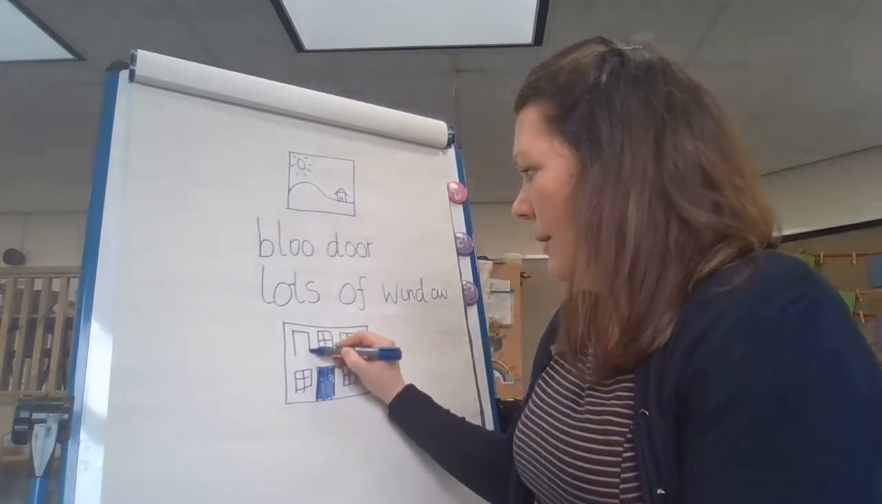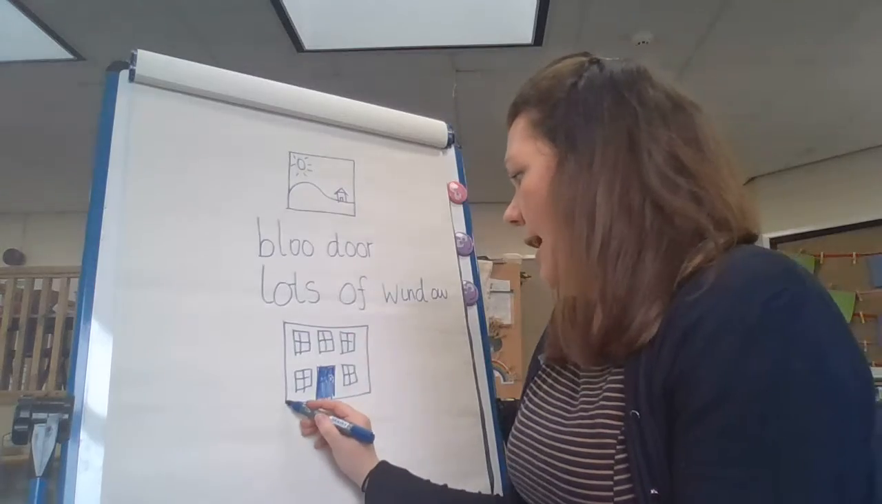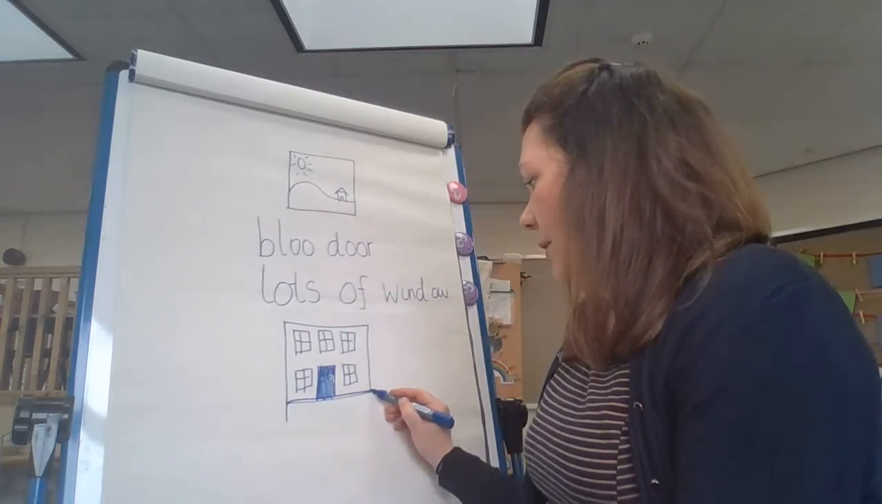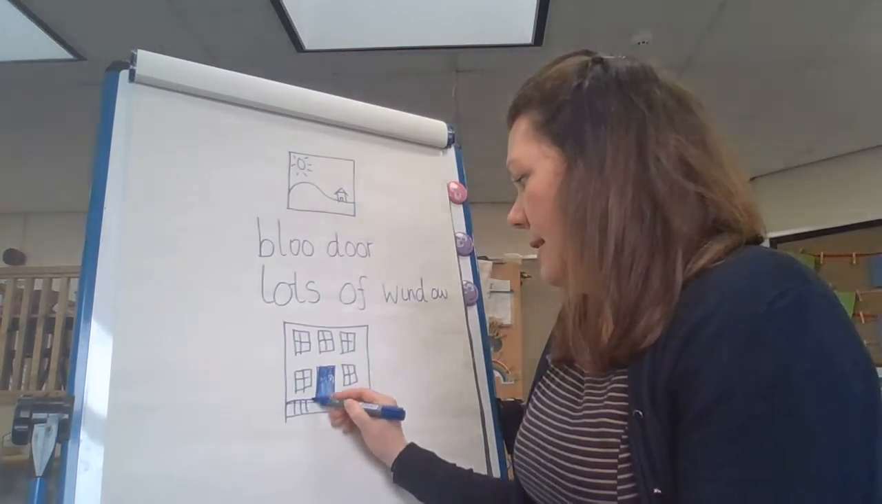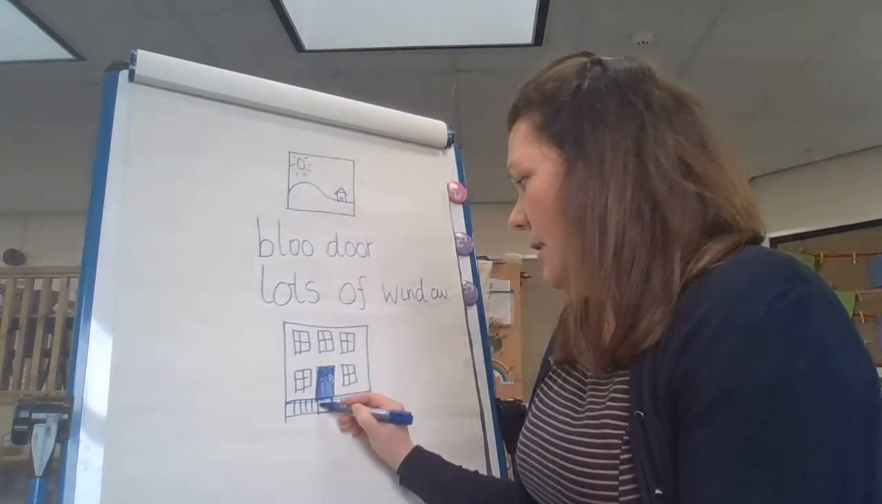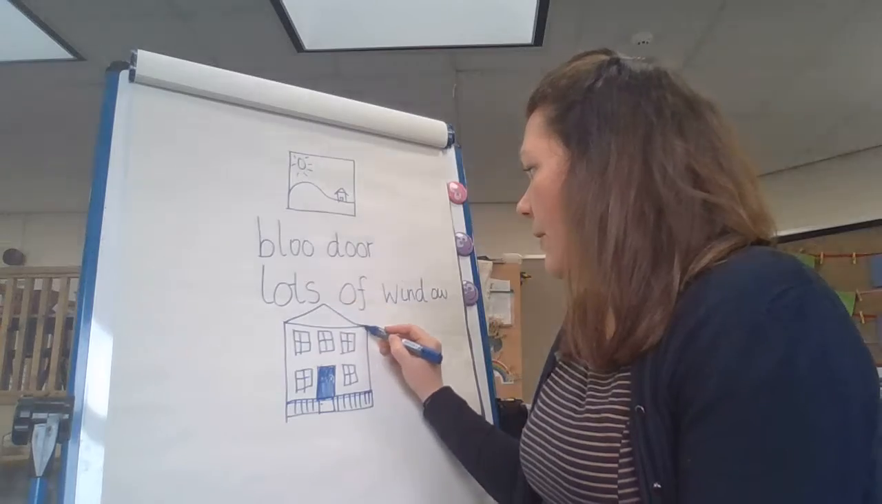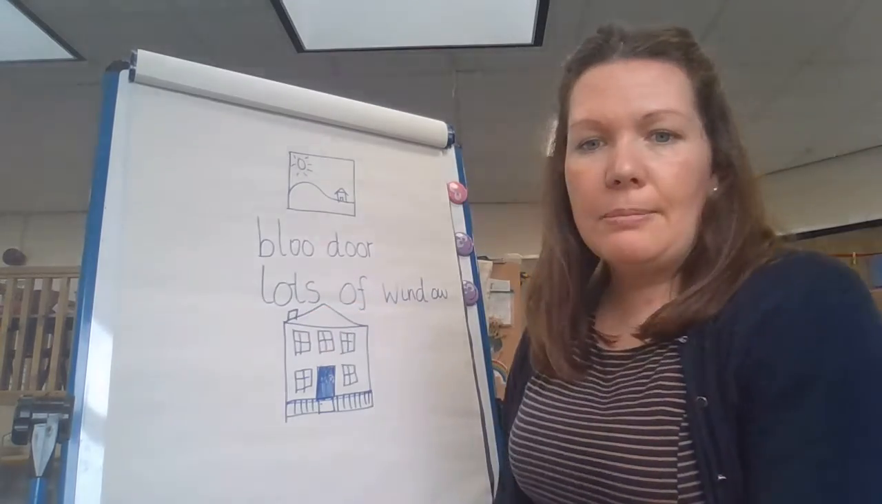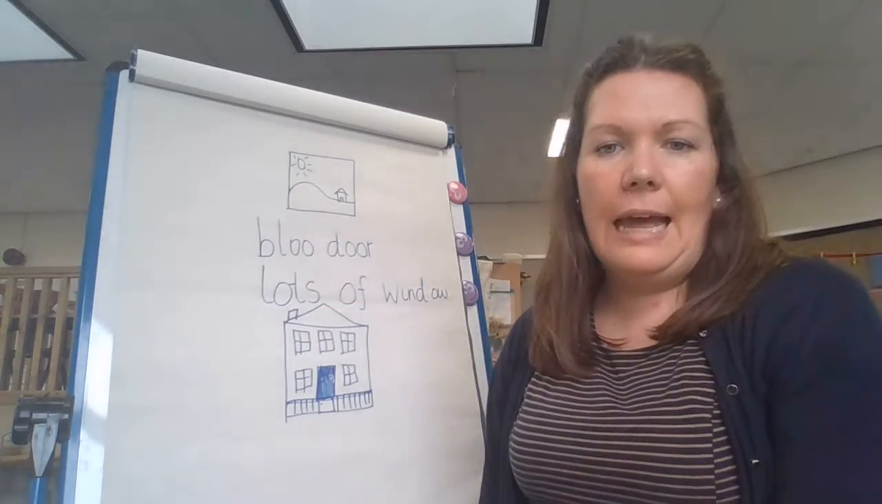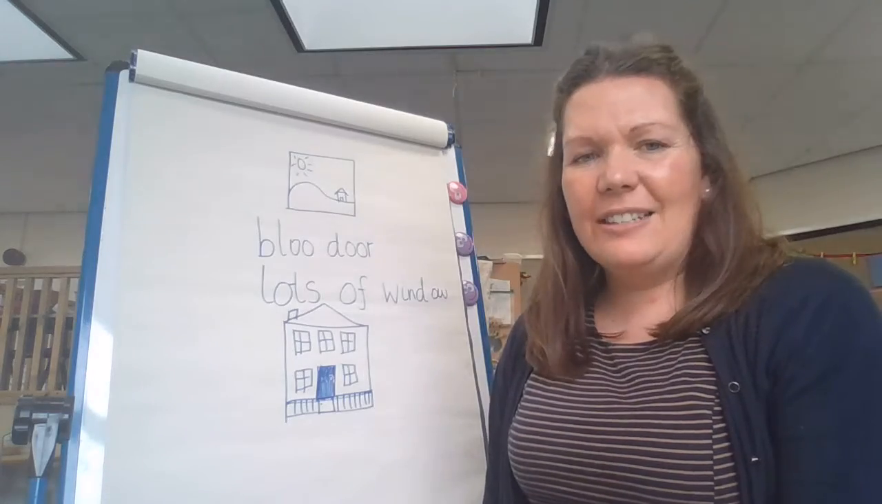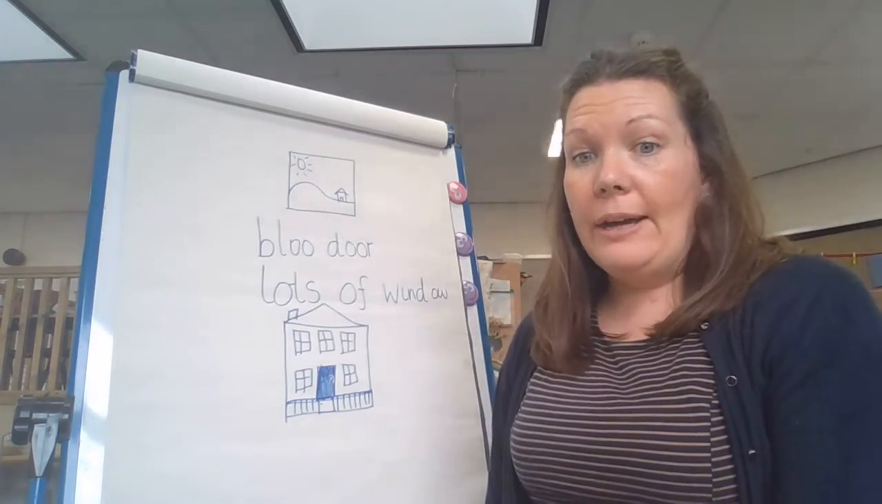Okay, so there's all my windows, and I think it's going to have a fence out the front with a gate. So let's do the gate just there, and a fence. And then it's going to have a pointy roof with a chimney on the top. So that's my Brown's house. Okay, now I need to think of a sentence I want to write about my setting.